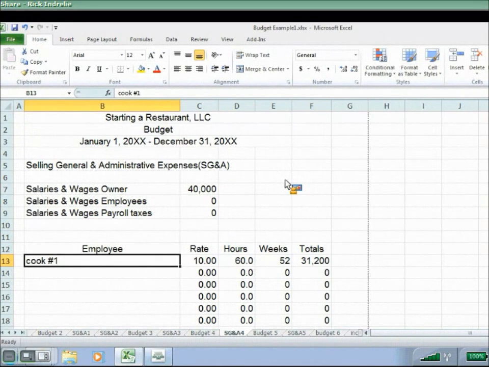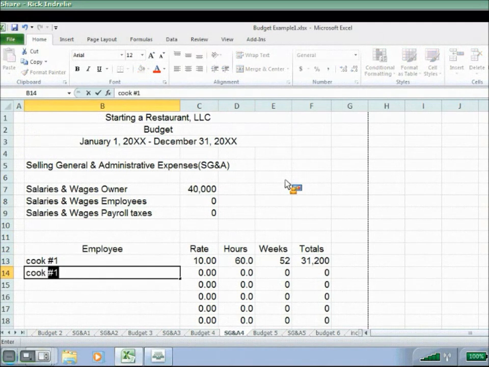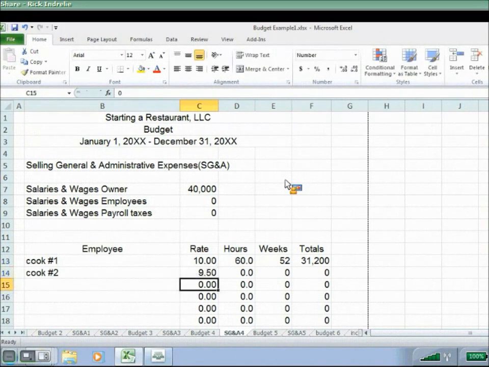So our next position is going to be cook number 2, and the rate is going to be $9.50 an hour. The number of hours is going to be 36 hours a week. Weeks, obviously, is 52 weeks a year, so that's going to cost us a little less than $18,000 a year for that position.